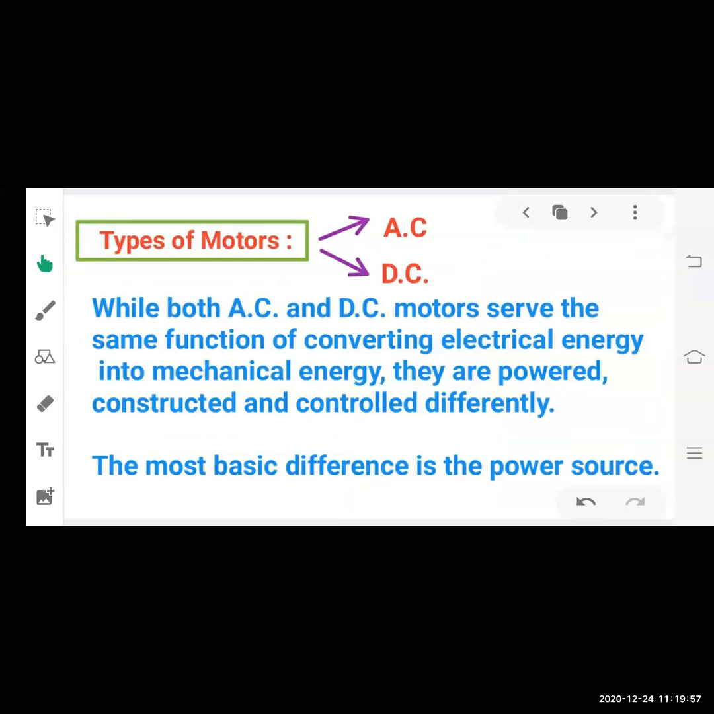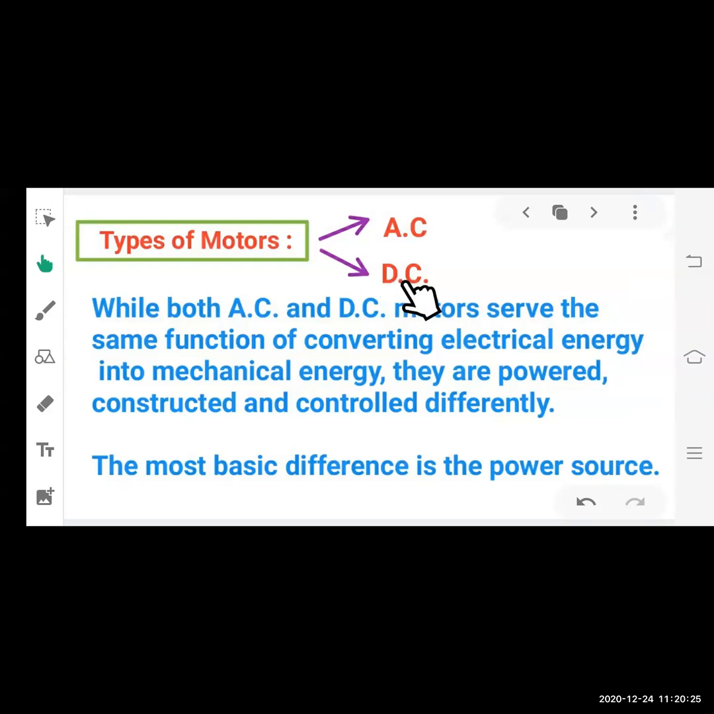Okay, now there are two types of motors depending on what kind of electrical energy source they are using. First one is AC, the second one is DC. AC means alternating current, DC means direct current. While both AC and DC motors serve the same function of converting electrical energy into mechanical energy, they are powered, constructed and controlled differently. The most basic difference is the power source.